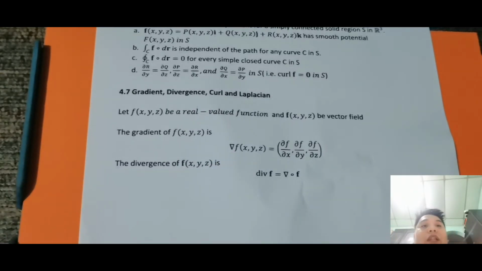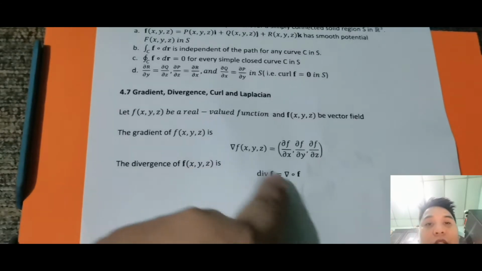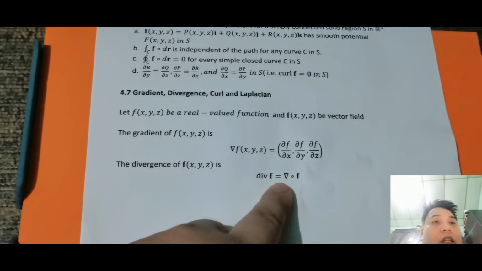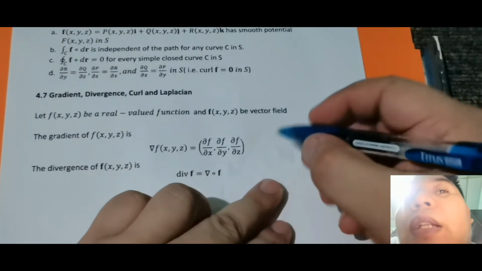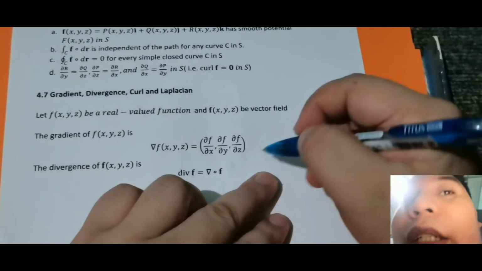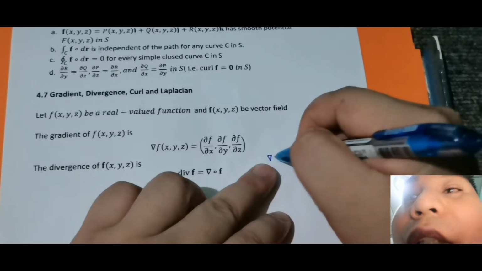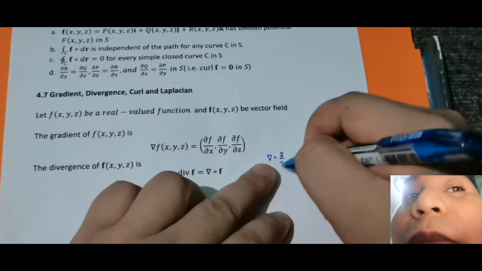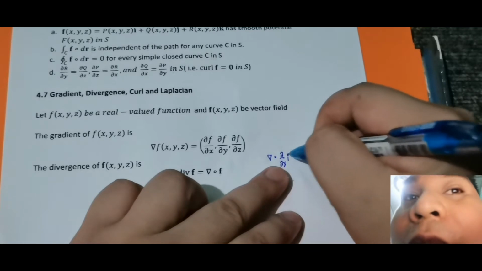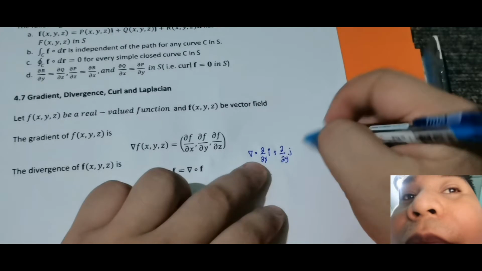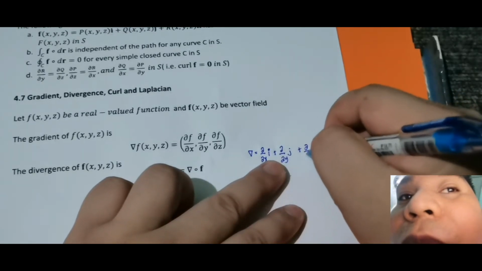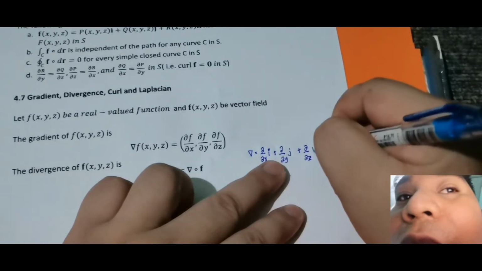So next is the divergence. So the divergence of f is just simply equal sa itong symbol na to, which is I think del rather. So del dot f. So take note, del is equal to partial derivative with respect to x i plus partial derivative with respect to y j plus partial derivative with respect to z k.